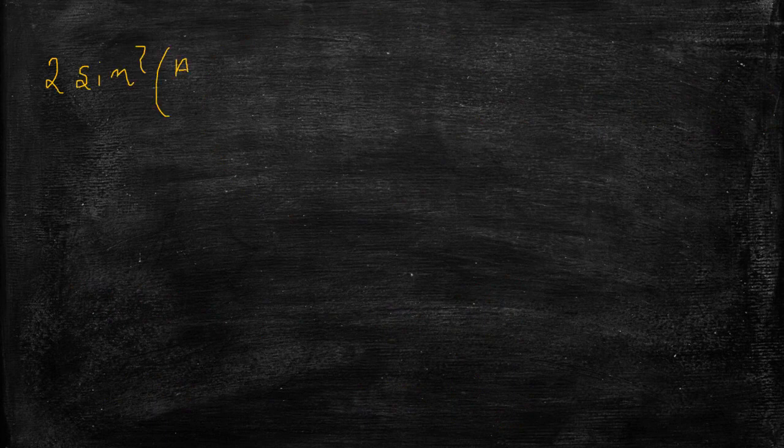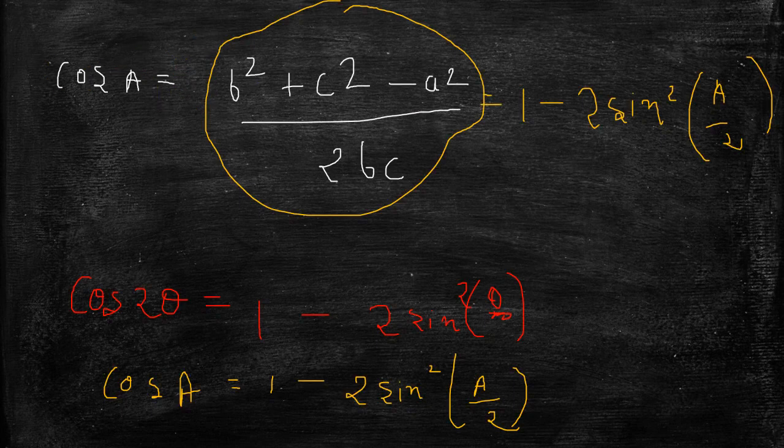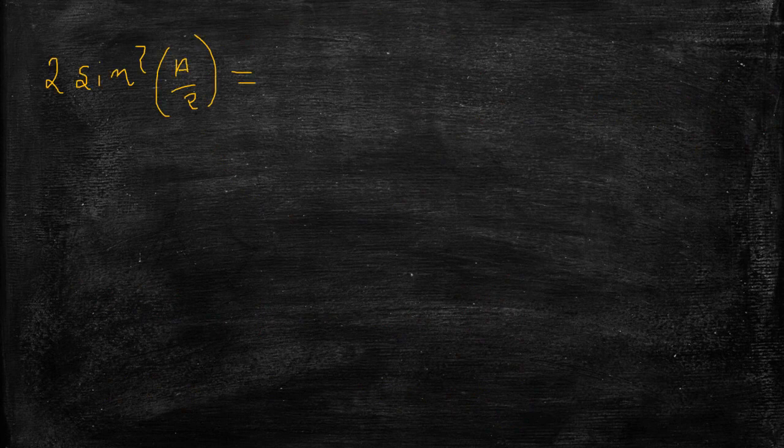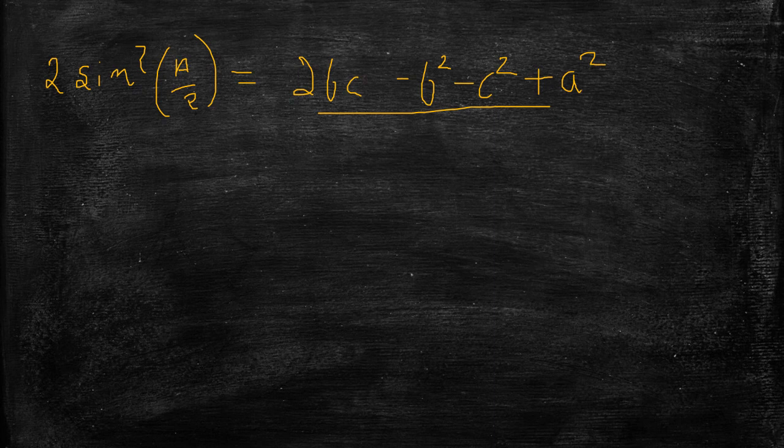2 sin²(A/2) will be equal to 1 minus (b² + c² − a²)/2bc. I will take the LCM and write this as (2bc − b² − c² + a²)/2bc. I have just taken the LCM and rearranged the terms, and on division I will have 2bc in the denominator, with 1 minus the cosine expression.